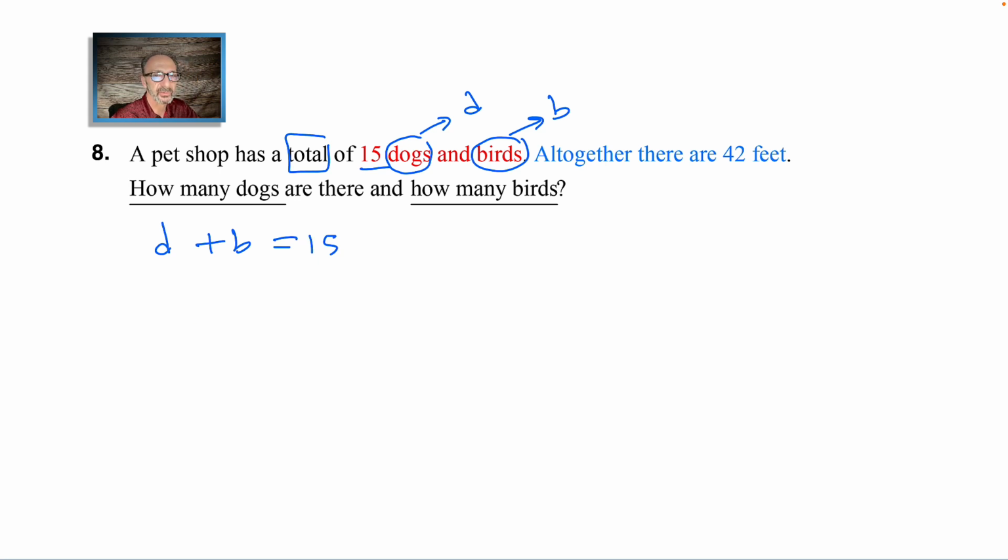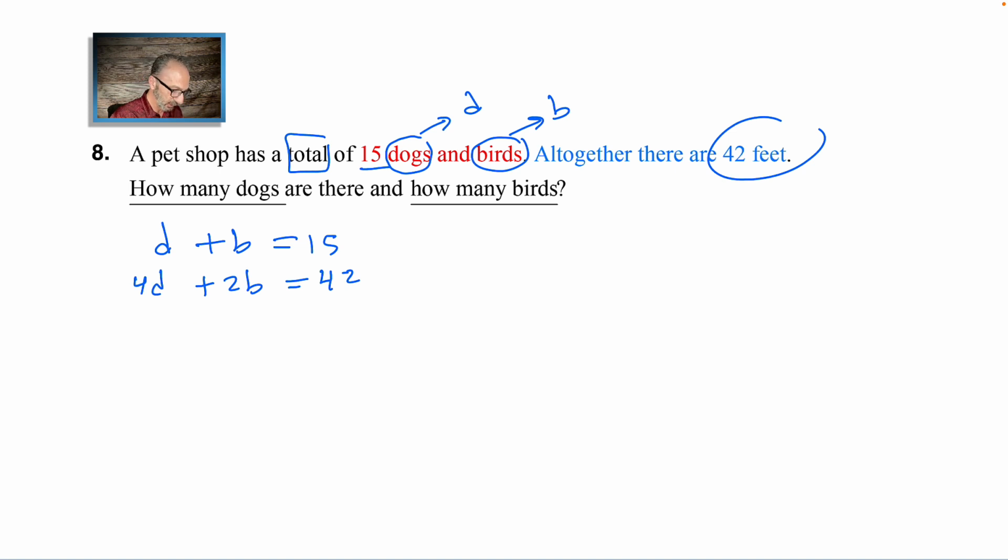But if D is 3, that means we have 3 dogs, and every dog has 4 feet. 3 times 4, that's 12. So looking at the number of feet, we have another equation, which is 4D plus, for birds, we have 2B. That should add up to 42 feet. So half of the work is done, because if you cannot write the system, you cannot move on. Writing the system, depending on what is given, is essential. Then you start solving using algebra.